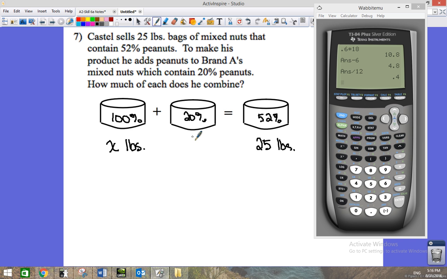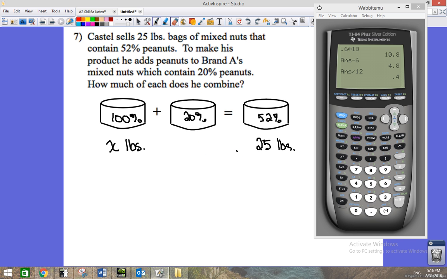Now, how much of this, if this is X pounds, then this has to be 25 minus X pounds. Because if you add these together, you have to get 25 pounds. So through the day, enough people were asking me about this. Suppose you didn't think of that. Suppose you didn't know what to refer to this.